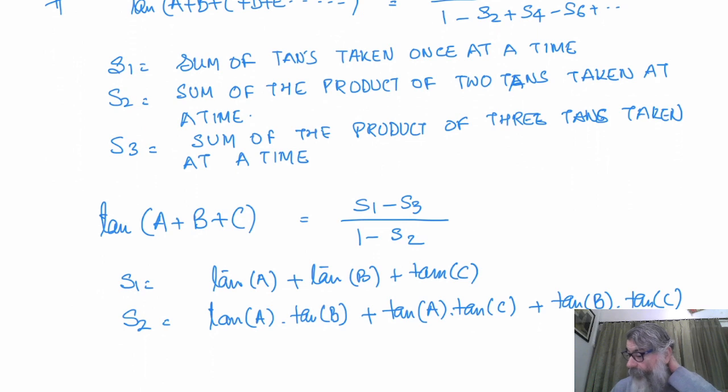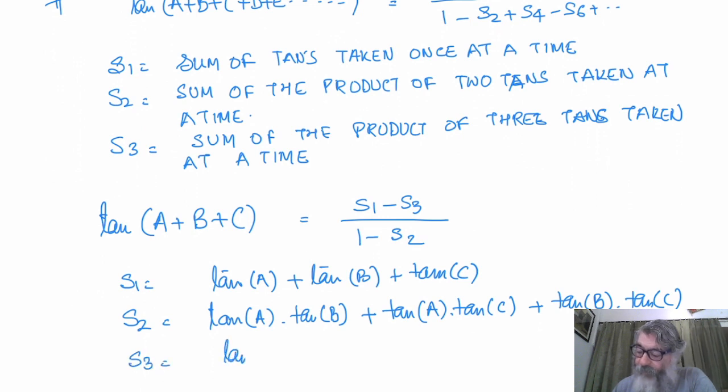So the total number is 3, out of 3 you have to take 2. 3C2, factorial 3 upon factorial 2 and factorial 3 minus 2, factorial 1. So only 3 possible combinations are there, because the total number of angles is 3, A, B, C. Out of that I have to take 2 at a time. So how many combinations are possible? 3 combinations are possible. And if I have to take 3 out of 3, then only one possibility is there.